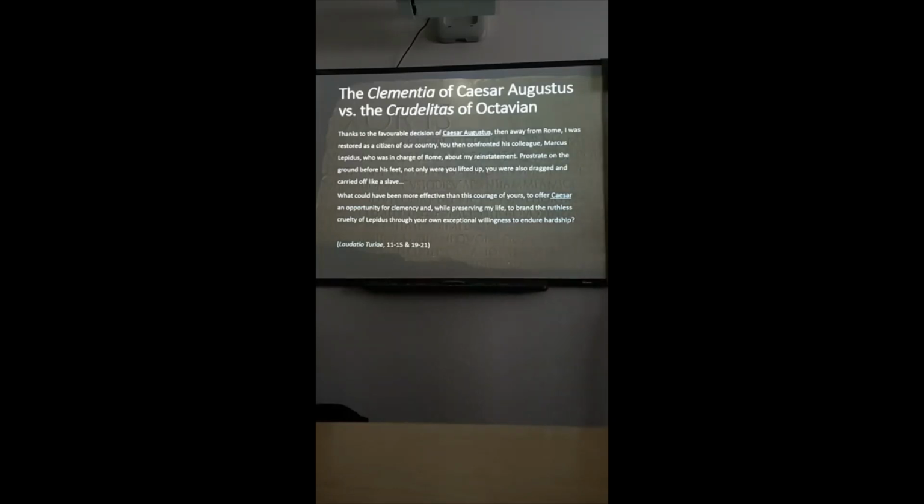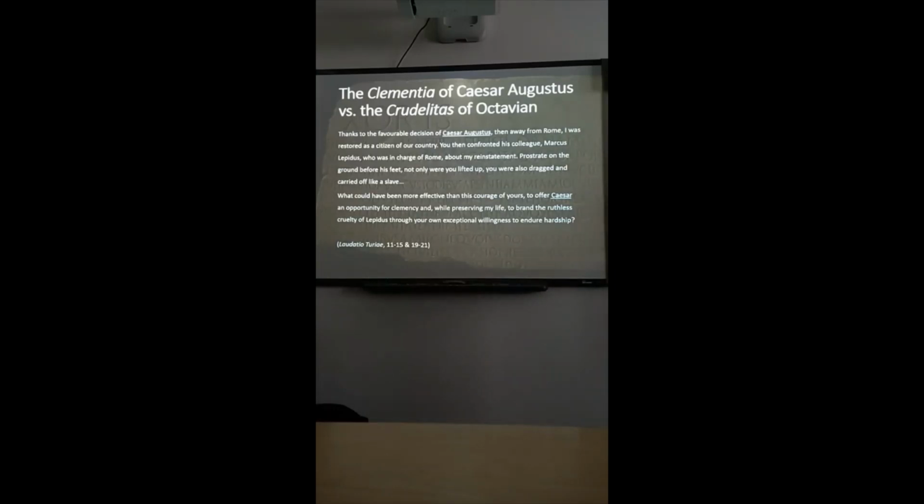Prostrate on the ground before his feet, not only were you lifted up, you were also dragged away and carried off like a slave. So we have a Roman citizen woman being physically sort of womanhandled, on the orders of Lepidus. What could have been more effective than this courage of yours to offer Caesar an opportunity for clemency while preserving my life, to brand the ruthless cruelty of Lepidus through your own exceptional willingness to endure hardship?